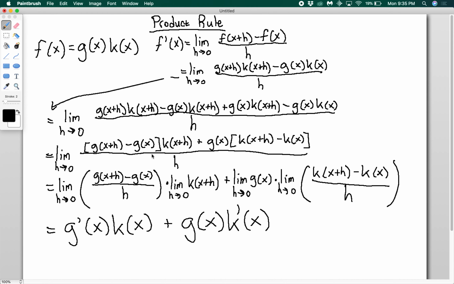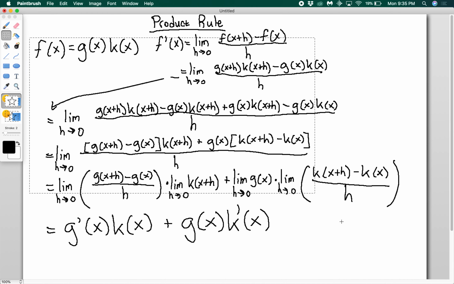So if I have a product of two functions and I want to find the derivative, what I can do is I take the derivative of the first function, multiply it by the second, then add to it the derivative of the second multiplied by the first. So first times the derivative of the second plus second times the derivative of the first. And that's product rule.